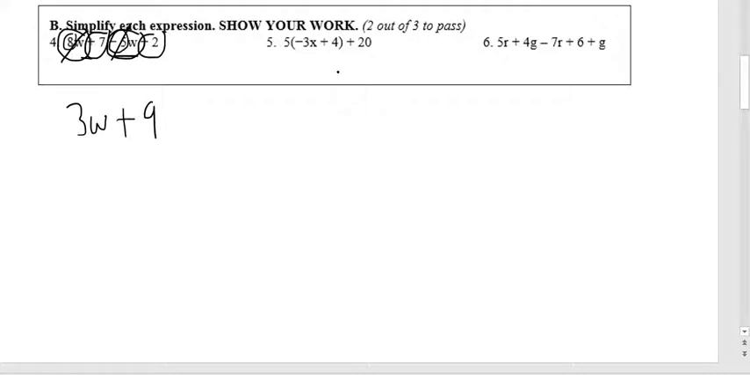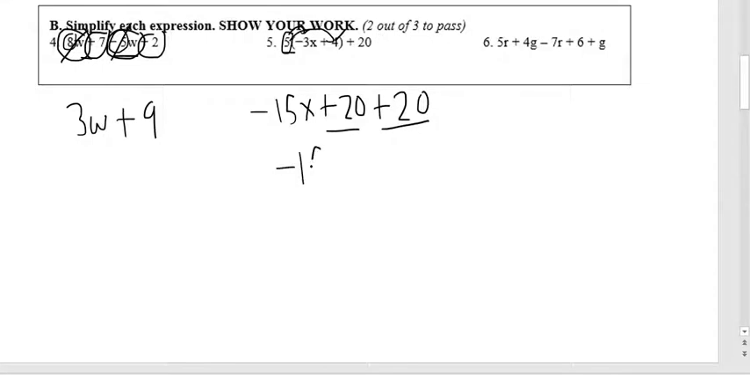Okay? For question number 5, we have a number 5 that's in front of a parenthesis. So we need to distribute this first, and then after we distribute, we're going to combine any like terms that we have left. So 5 times a negative 3x is a negative 15x, and 5 times 4 is positive 20. And then in this expression, we still have an additional positive 20. Now from there, we can combine positive 20 and positive 20, and that would be a positive 40.